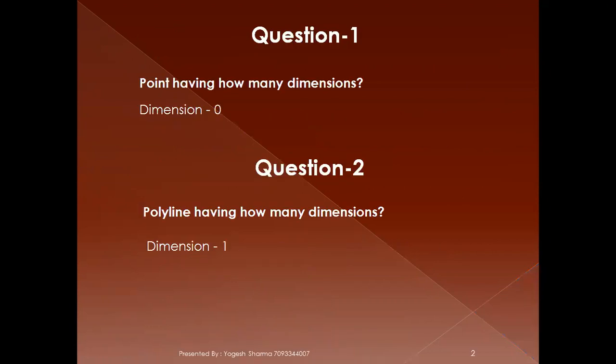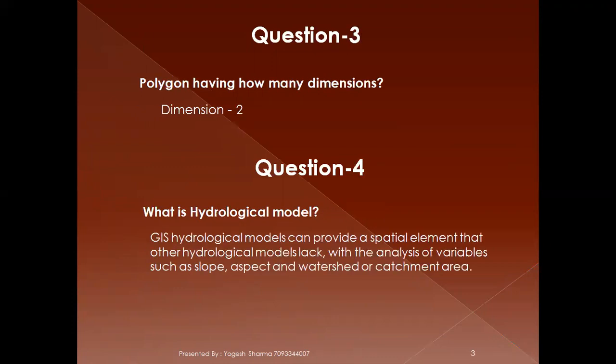Okay, so question number one: a point has how many dimensions? As we already know, in GIS we have point, line, and polygon. So we say a point is dimension 0. How many dimensions does a polyline have? A polyline is considered dimension 1. After that, the polygon has dimension 2.